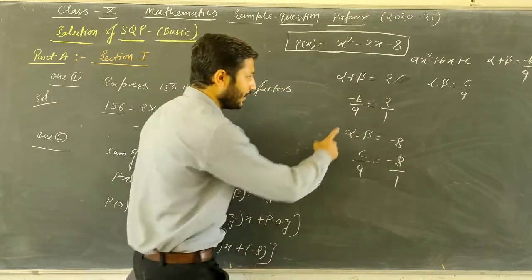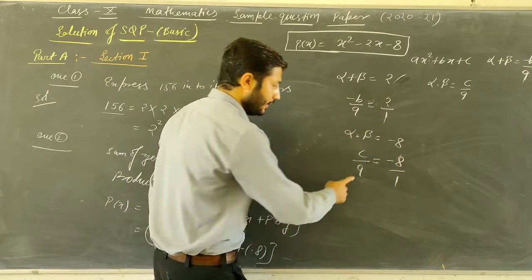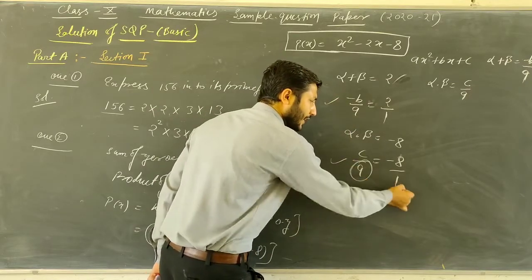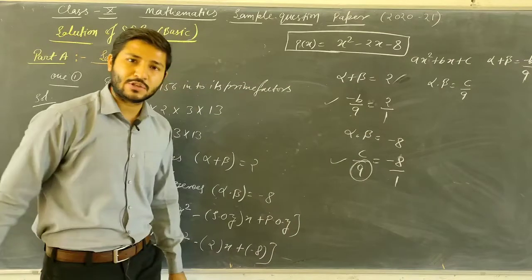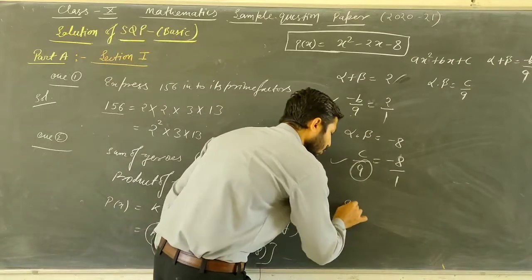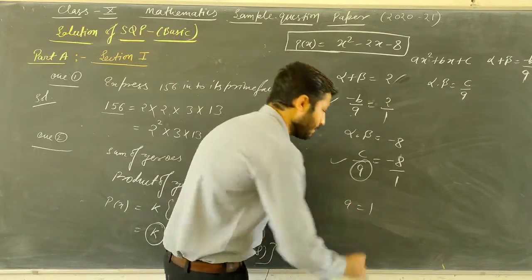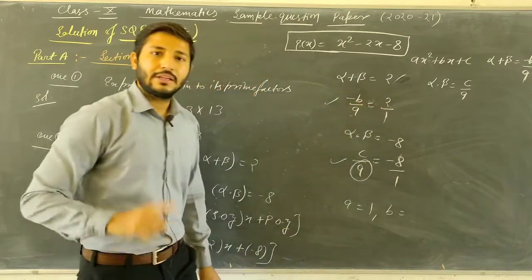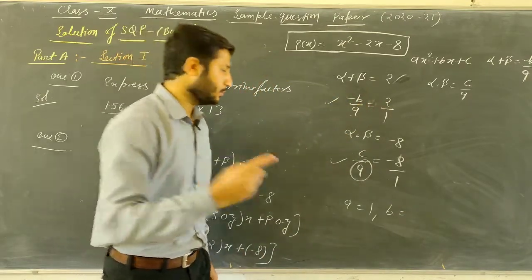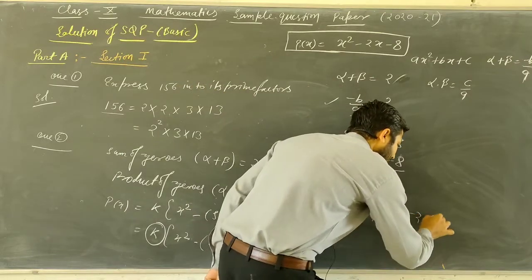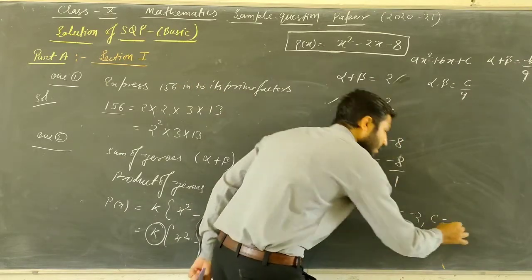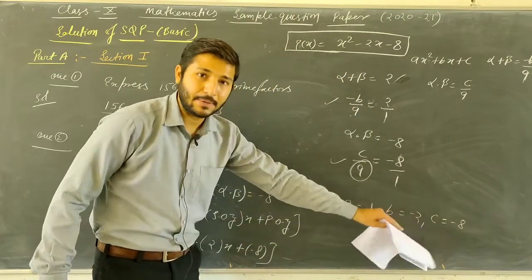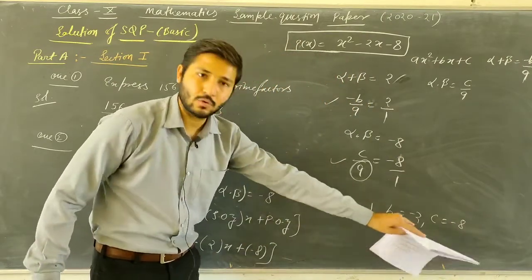So the value of a is equal to 1 here in both cases. Here also a equals 1, and here is also a equals to 1. That's why, what is common in both? a equals 1. And the value of b: look this side, minus b equals 2, then the value of b is equal to -2, and the value of c equals -8. So the values of a, b and c are 1, -2 and -8.